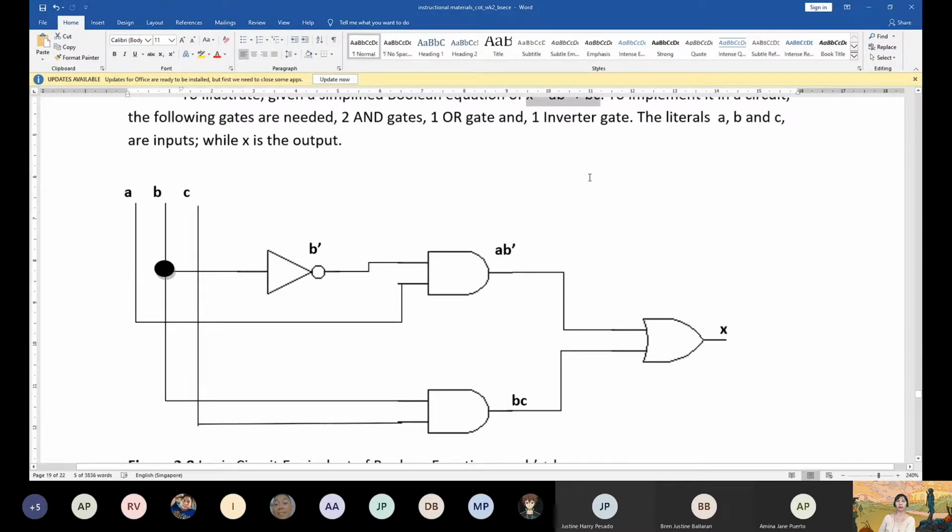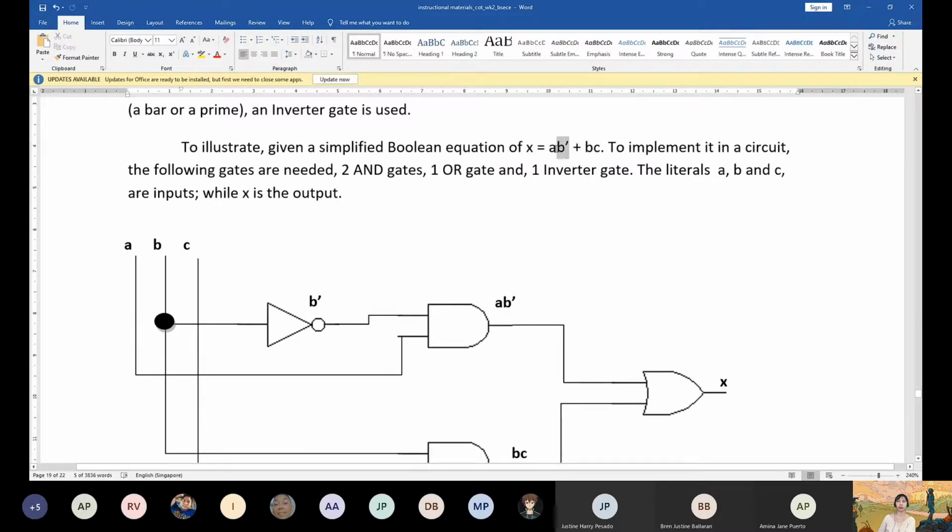So let's start with AB prime. Of course, you have to invert the B first. To invert B, you would need an inverter, so we have an inverter here connected to B. Only a heavy dot means connection; no heavy dot means not connected. Like this one, you have an intersection here, but there's no heavy dot, so that means there's no connection.